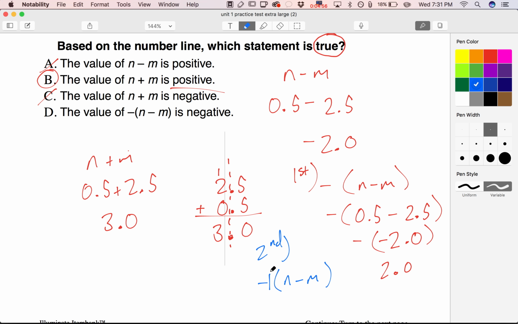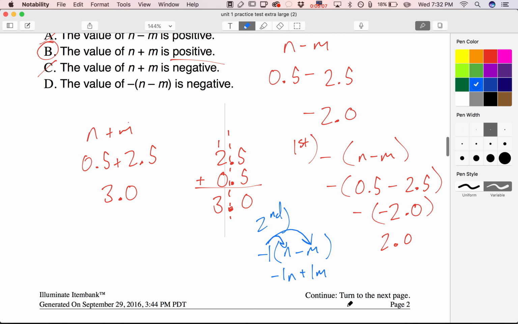So what is negative 1, put the 1 here, times n? Negative 1n. What is negative 1 times negative n plus 1m? So this becomes negative n plus m. And you can plug this in as well. So this becomes negative 0.5 plus 2.5, and this gives you 2.0 as well. So this is your second way, this is your first way.